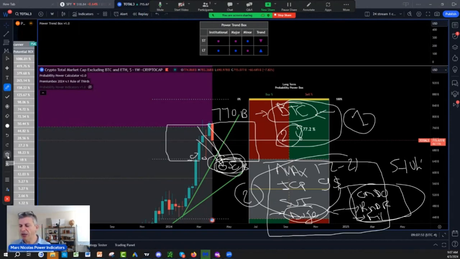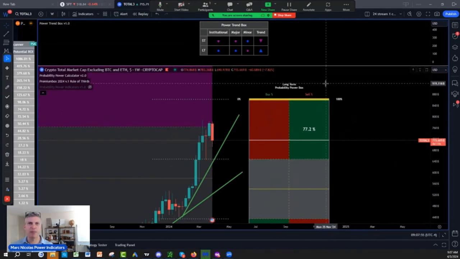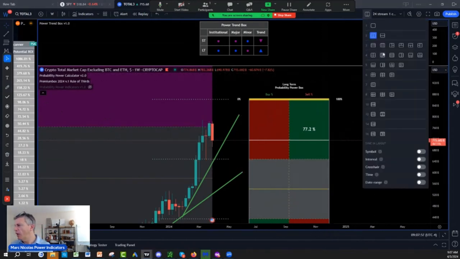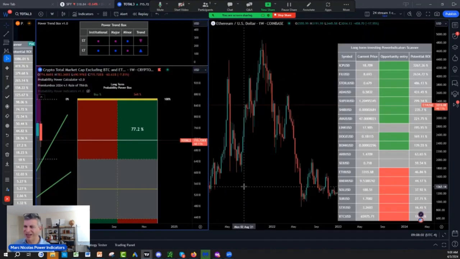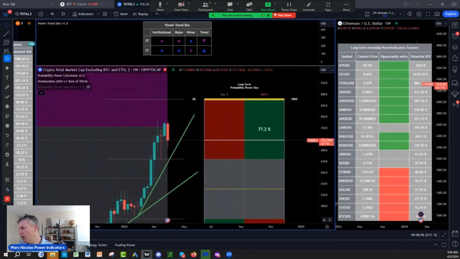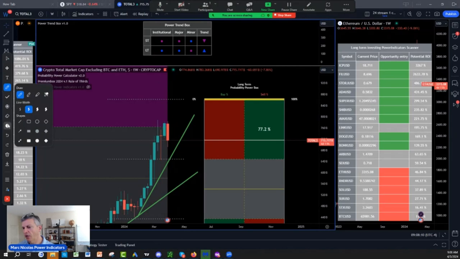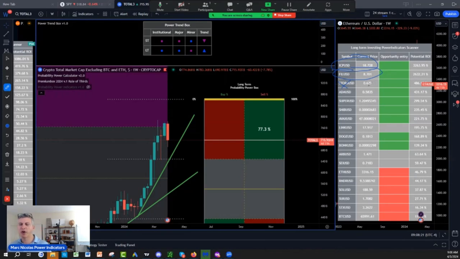Now, I like to confirm usually with the Probability Power screener. So I pull the screener and look at the best opportunities that I can find on the crypto market using our screeners. So I'm looking at long-term investing. On the long-term investment, I have ICP, which I own. I have Filecoin, which I own. I don't want storage.